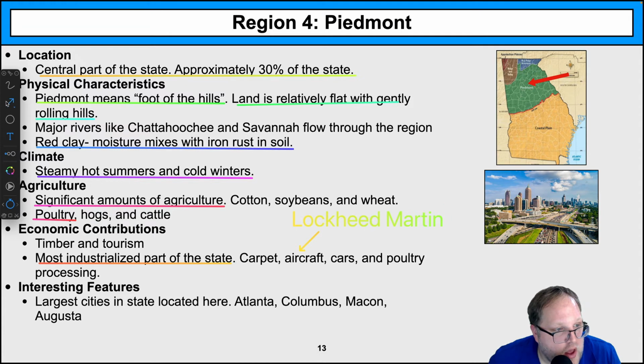We want to know that in this region, you are going to find all of Georgia's largest cities, except for, of course, Savannah, which is also a large city. But Atlanta, Columbus, Macon, and Augusta are located here in the Piedmont region. And, of course, Atlanta, Georgia's capital city. We obviously need to know that that is in the Piedmont.